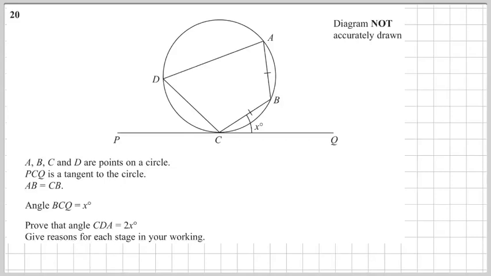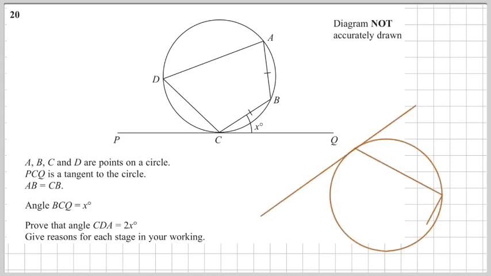Okay, circle theorems, and you've got lots of information here, but all of that is on the diagram, so you can either cross it out or just ignore it. That's on the diagram as well, because it's clearly labelled, and we've just got to prove that this angle CDA, which is that one there, is equal to 2x, giving reasons for each stage in our working. Got to take that bit seriously. Right. This is to do with alternate segment theorem, this problem.